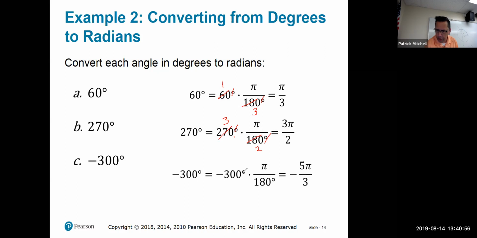And 300 and 180 have a common factor 60. So 300 divided by 60 is 5. 180 divided by 60 is 3. And that's how I get negative 5 pi over 3.